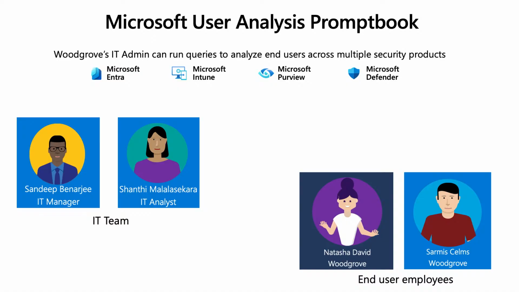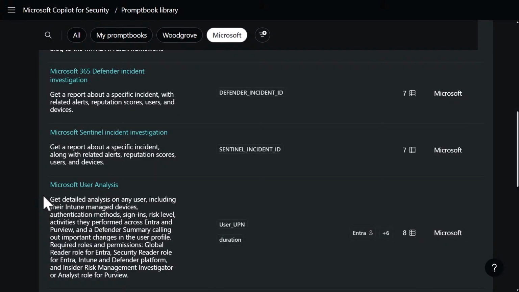Today, we will give you a walkthrough of one of our global cross-product prompt books, Microsoft User Analysis, that an IT admin can use to analyze and get a closer look into users in the directory. You can use this prompt book for both members and guest users. This includes sign-in and authentication data from Entra, device information from Intune, unusual activity details from Purview, and a Defender summary highlighting important detections. So there was just a mention that you need additional RBAC for additional products.